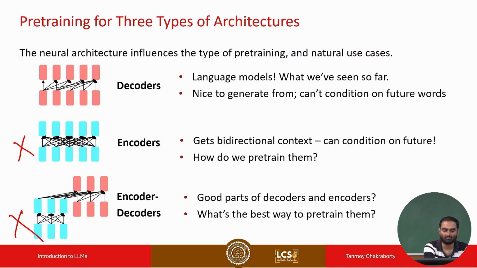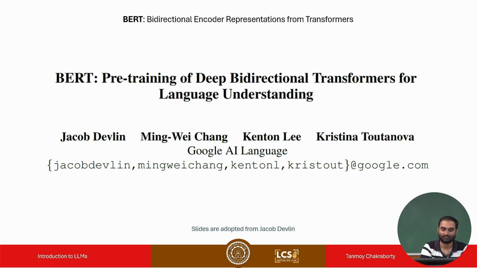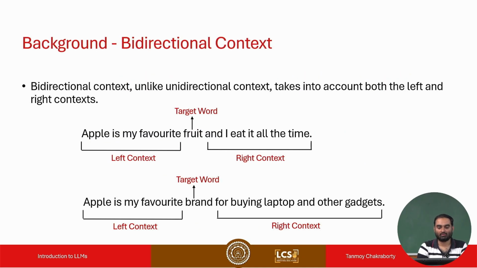But for the time being, let's look at the encoder-only models and how to pre-train an encoder-only model. The first paper which came out from Google in 2018 is the famous paper called BERT, B-E-R-T, Pre-training of Deep Bidirectional Transformers for Language Understanding. It's an encoder-only model pre-training. Okay. So how do we pre-train?